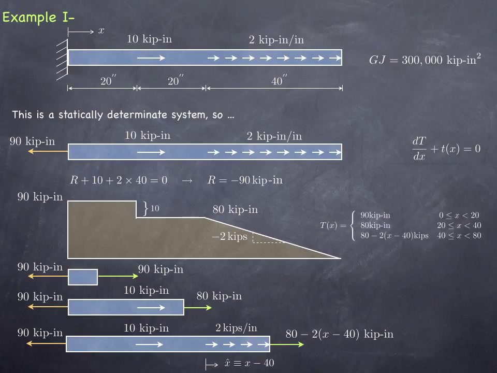So now I can write the entire internal torque formula for the shaft. It is 90 kip inches between 0 and 20, 80 kip inches between 20 and 40, and it's that linear formula between 40 and 80.